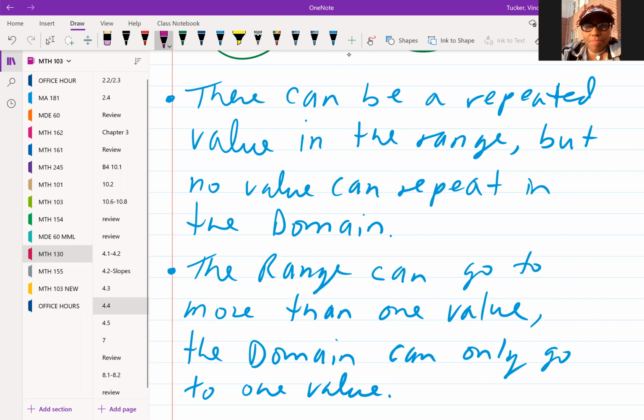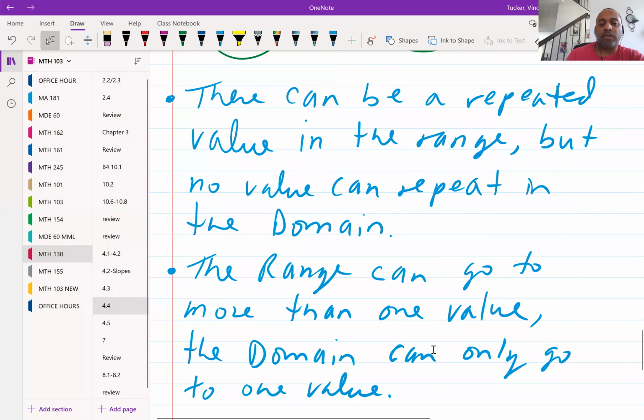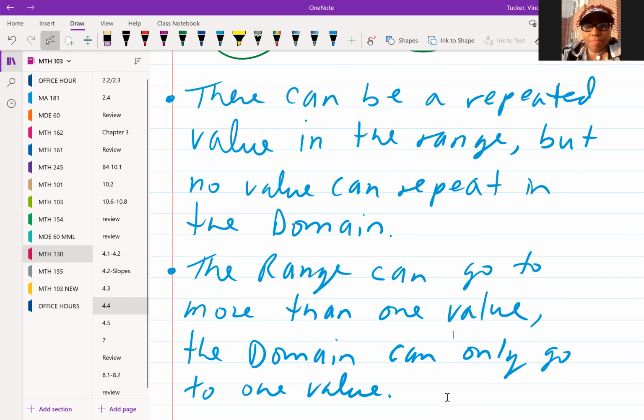And then it says the range can go to more than one value. The domain can only go to one value.